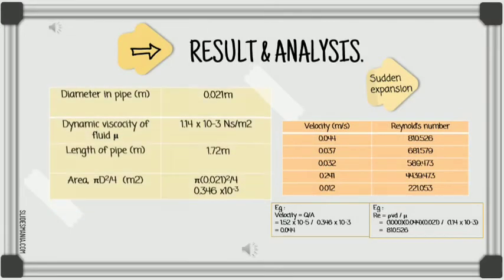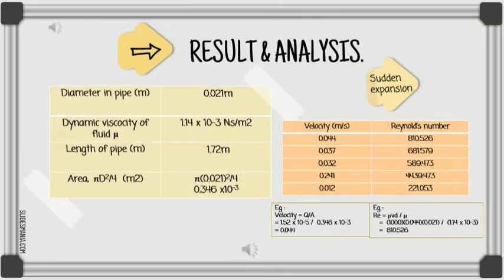Firstly, the diameter of the pipe in my house is 0.021 meter, and the length of the pipe is 1.72 meter, and for the area we need to use the formula which is pi d squared over 4. And I get 0.346 times 10^-3. Then we need to calculate the sudden expansion in pipe, which means we need to measure the velocity and Reynolds number.